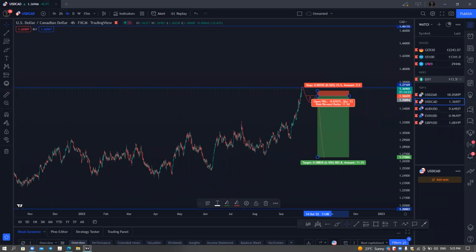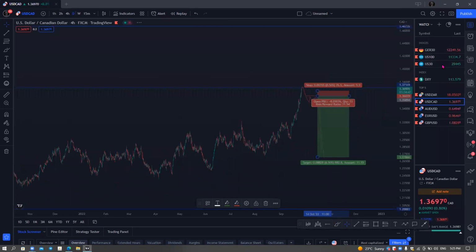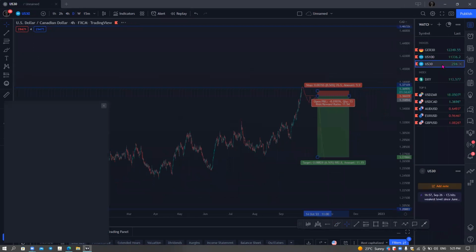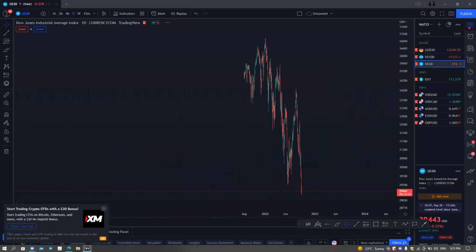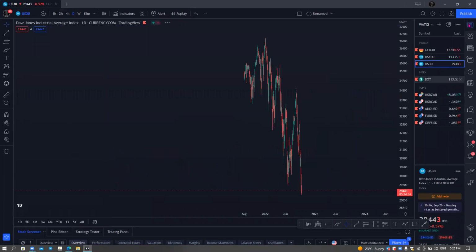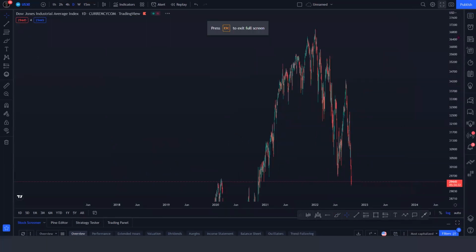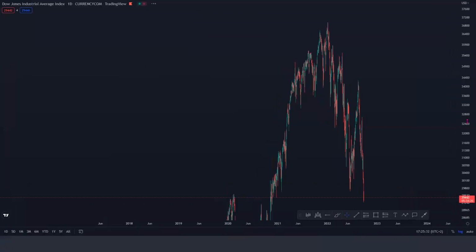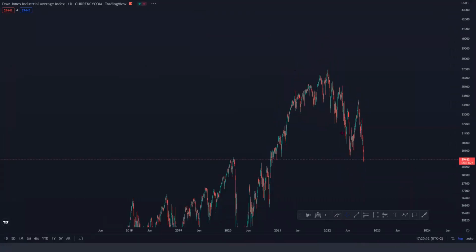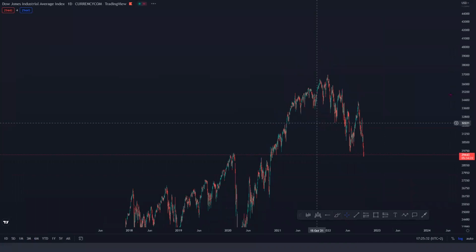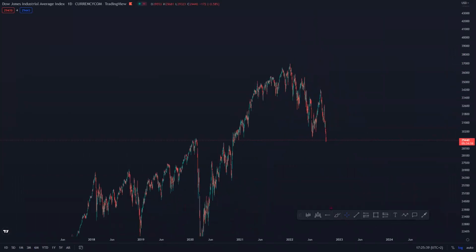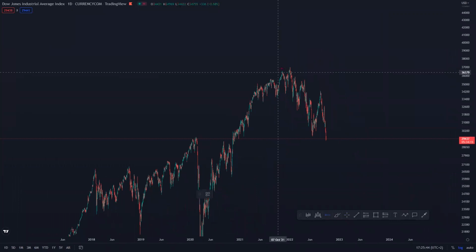So we are going to look at indices. I'll start first with US30, aka Dow Jones. So on a daily time frame, whatever you do on currency pairs, the same thing you do on indices.